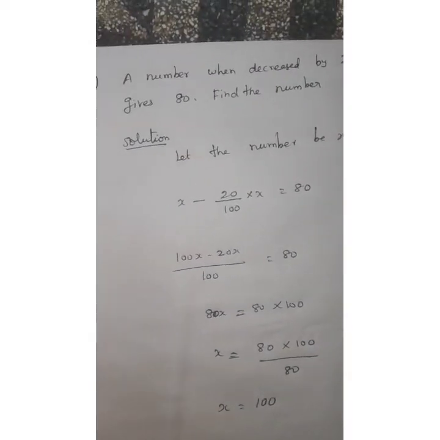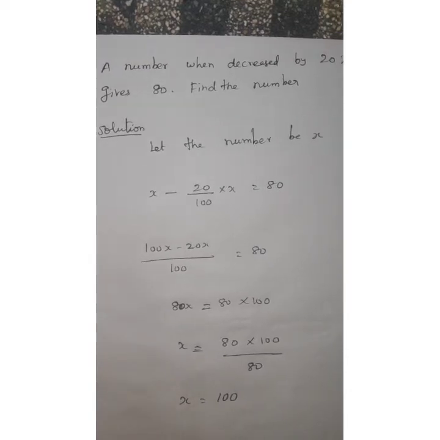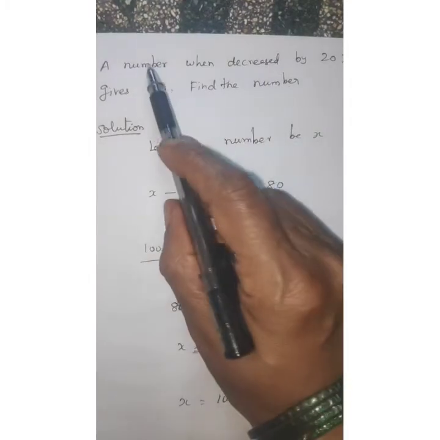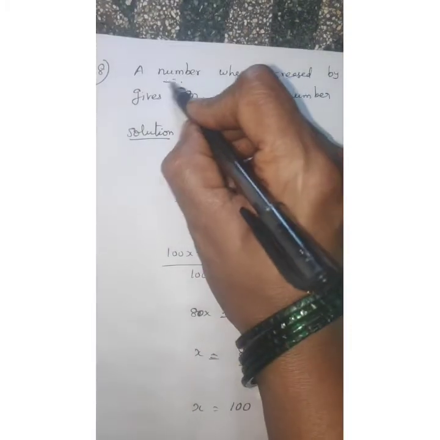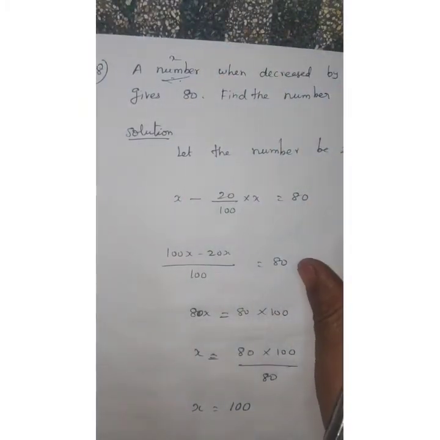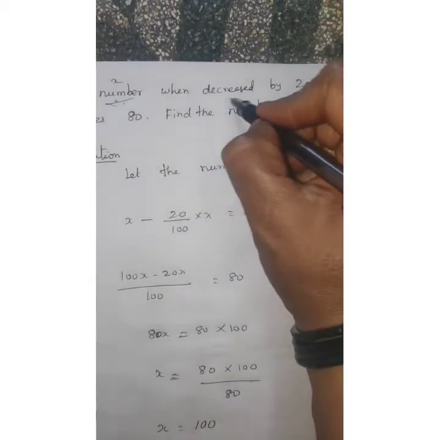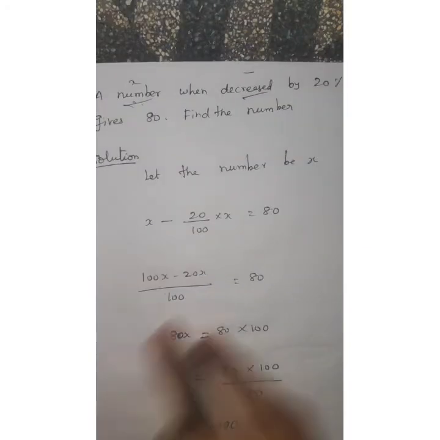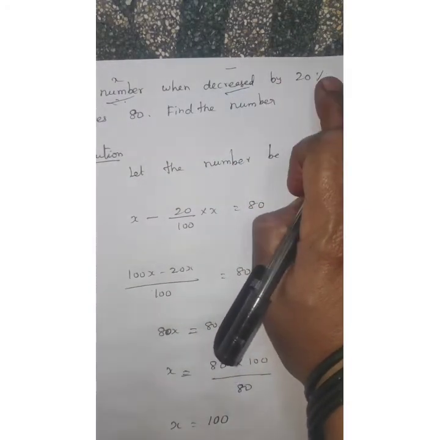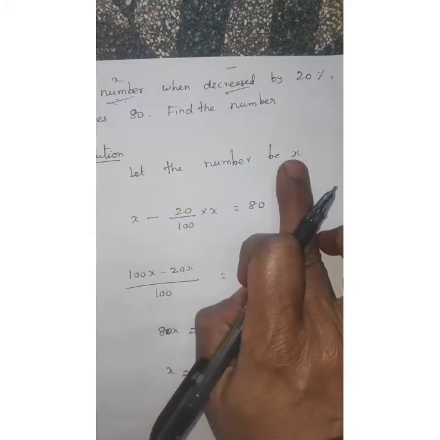Eighth question. A number when decreased by 20% gives 80. Find the number. We don't know which number it is, so you write it x. For decreased, use the symbol minus. Before, in the sum, for increased we used the symbol plus. Now here, for decreasing, use the symbol minus by 20. So let the number be x.